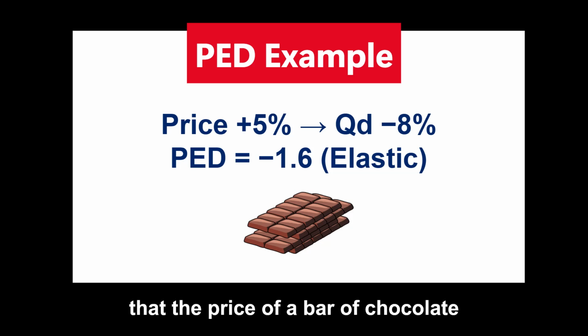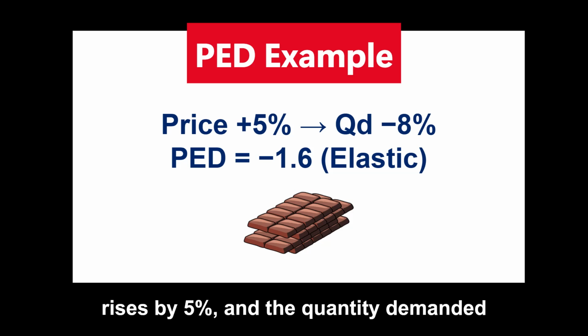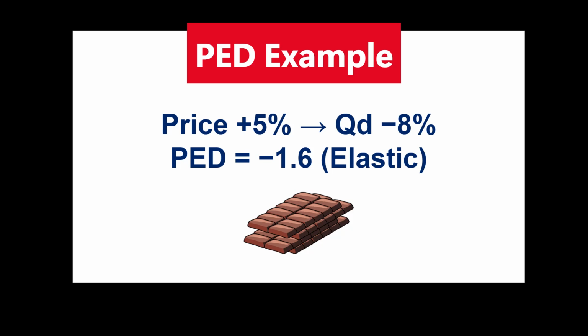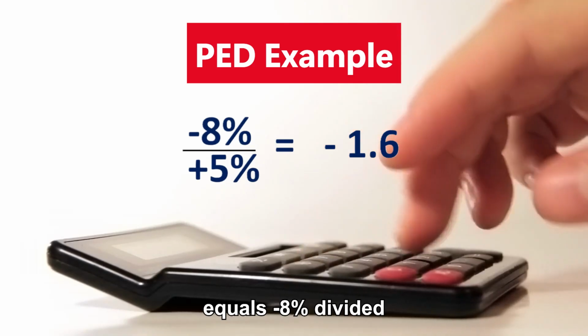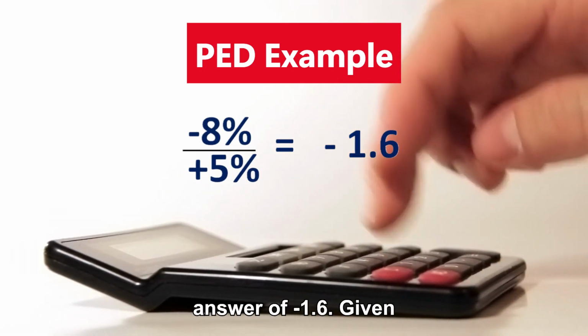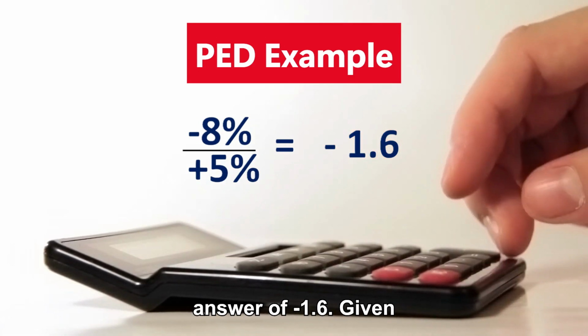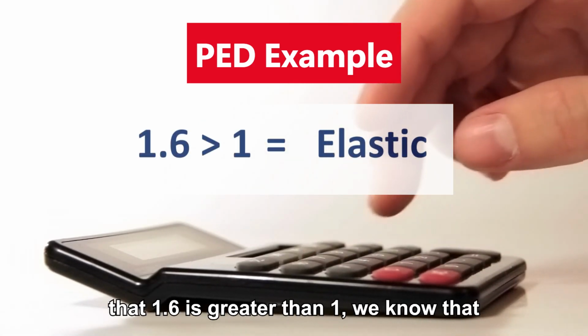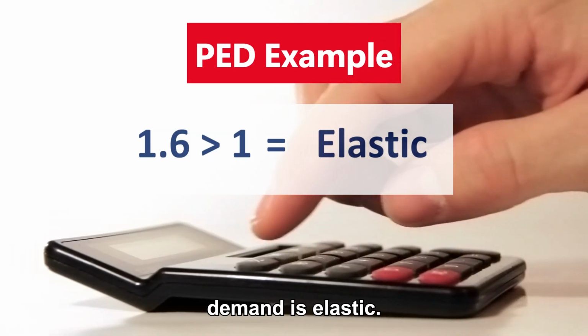So let's assume that the price of a bar of chocolate rises by 5%, and the quantity demanded falls by 8%. PED equals -8% divided by +5%. This gives us an answer of -1.6. Given that 1.6 is greater than 1, we know that demand is elastic.